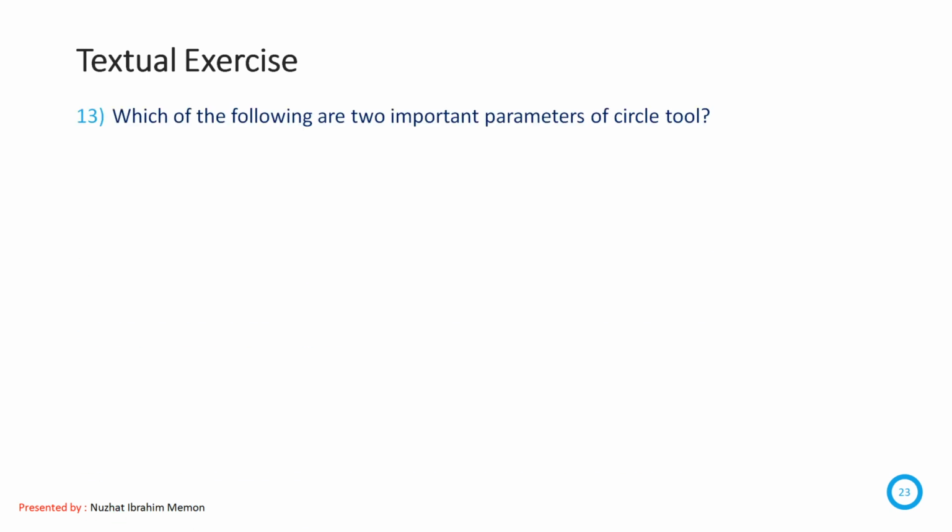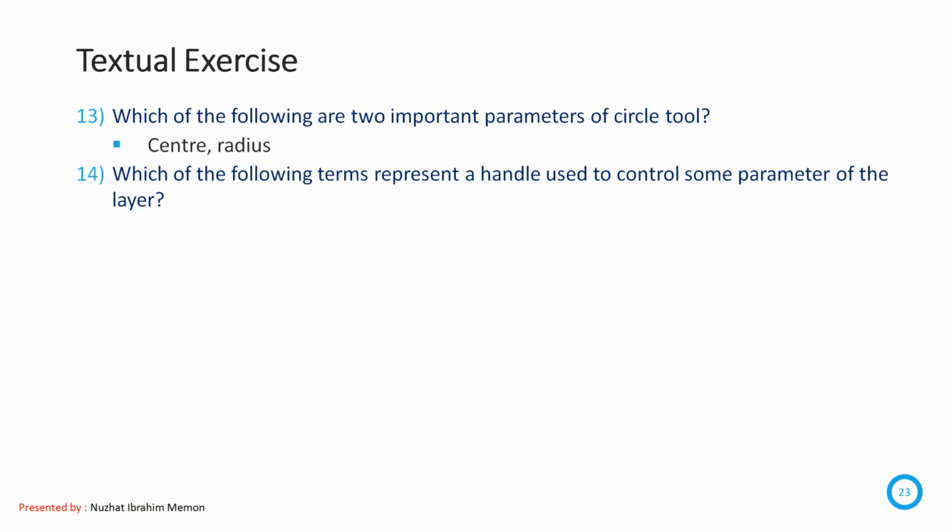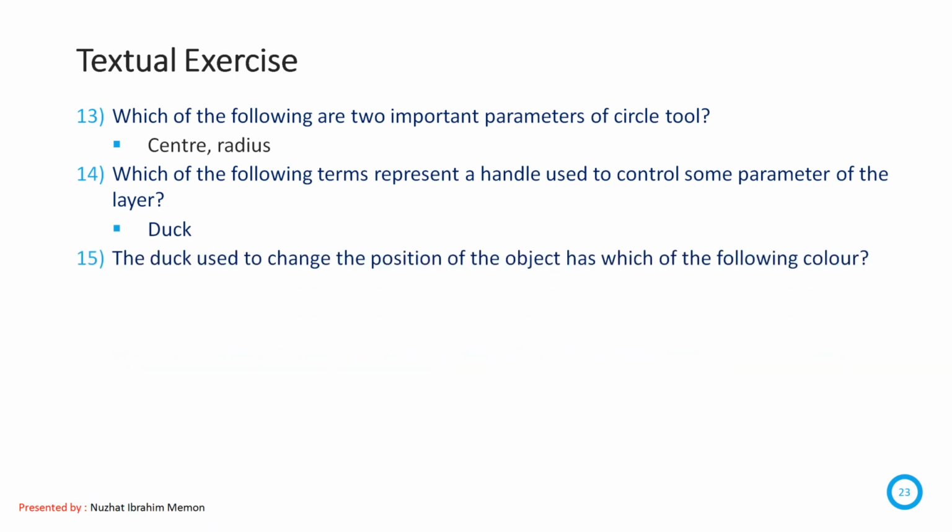Which of the following are the two important parameters of the circle tool that we did now? Center and radius. Which of the following terms represents a handle used to control some parameter of the layer? That is the duck. The duck used to change the position of the object has which of the following colors? Just now I told you green color to change the position of the object.